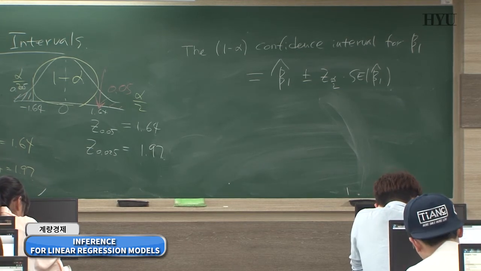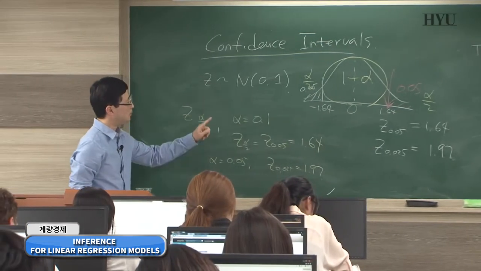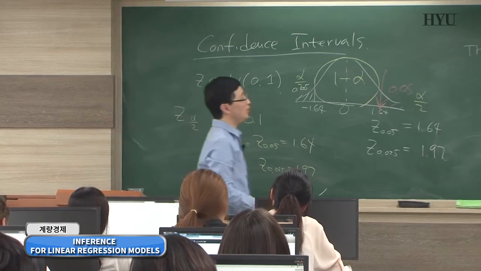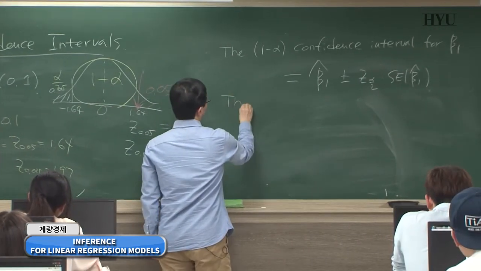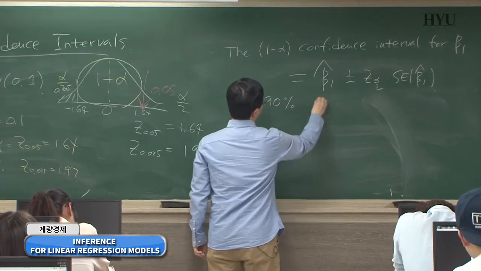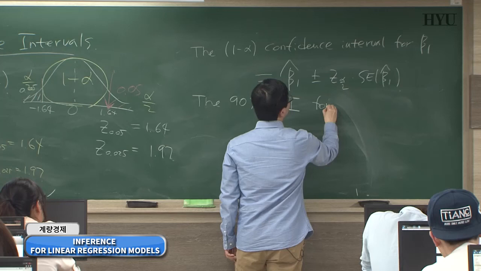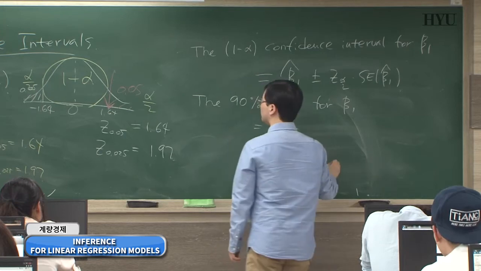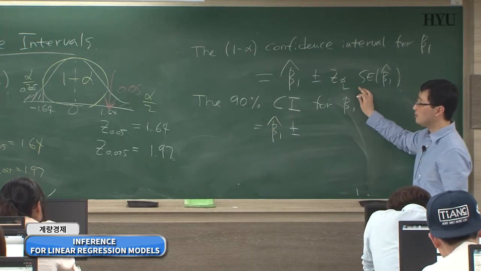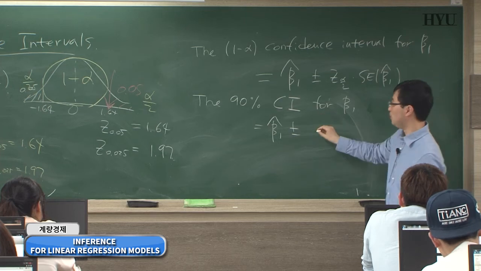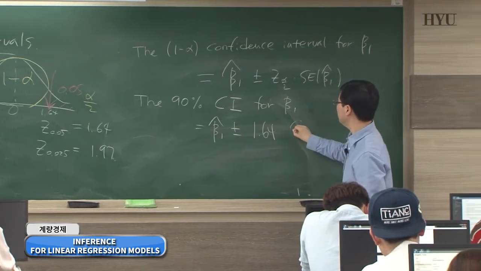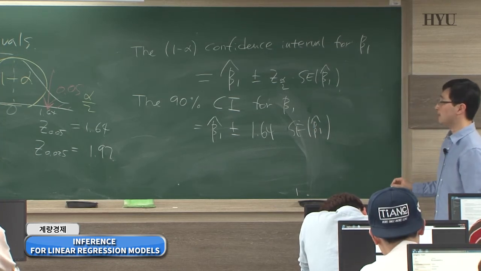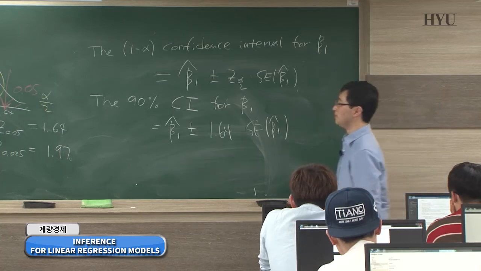Now let me give you two examples. Let's think about when alpha is 10%, then 1 minus alpha is 90%. So we are talking about the 90% confidence interval for beta 1. What is it? Beta 1 hat plus minus the g value. And alpha is 0.1, so it's 1.64 times the standard error. Okay, so that's the 90% confidence interval.